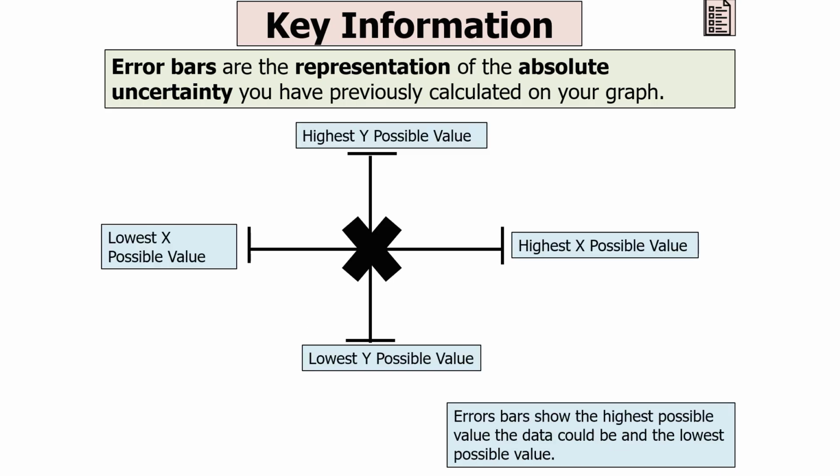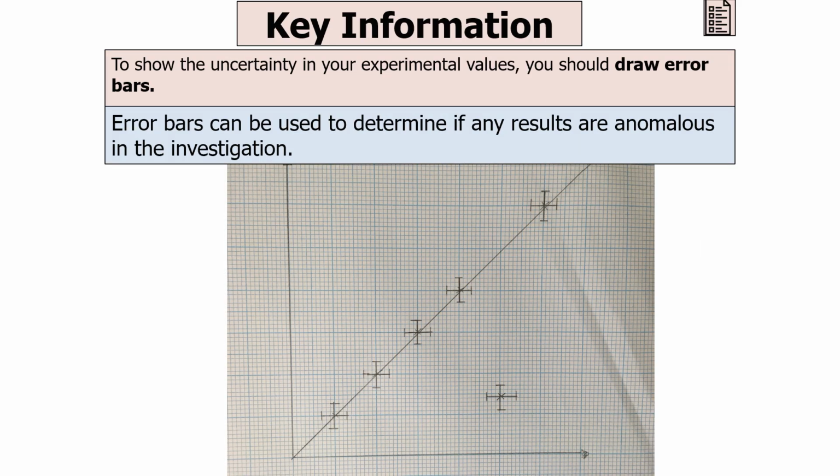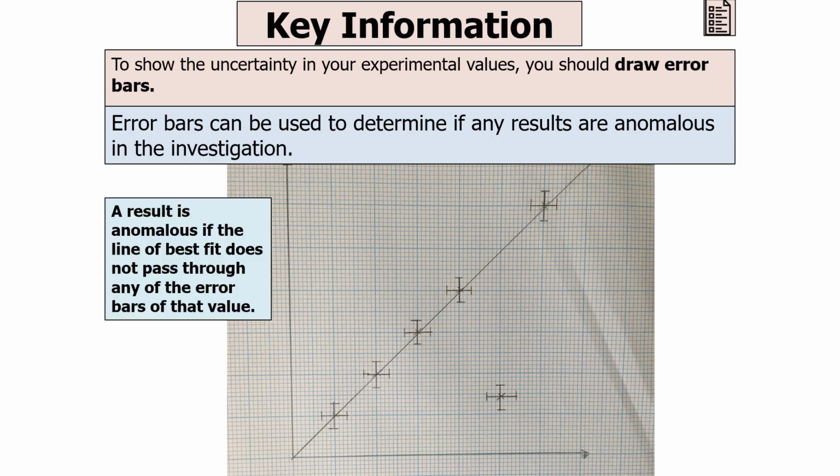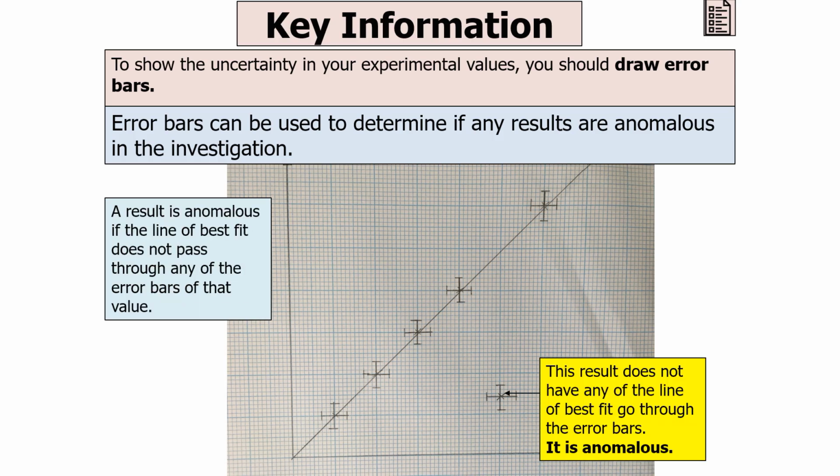Now, you can see here that the error bars will show the highest possible y and x value and the lowest possible y and x value. Again, these values are calculated from the absolute uncertainties you've worked out previously. So the error bars are an interpretation of the range of results you are sure that your answer lies in. The error bars can be used to determine if any results are anomalous in an investigation. A result is anomalous if the line of best fit does not pass through any of the error bar of that value. So you can see here that the result at the bottom does not have the line of best fit go through the error bars, so we would determine it is anomalous.